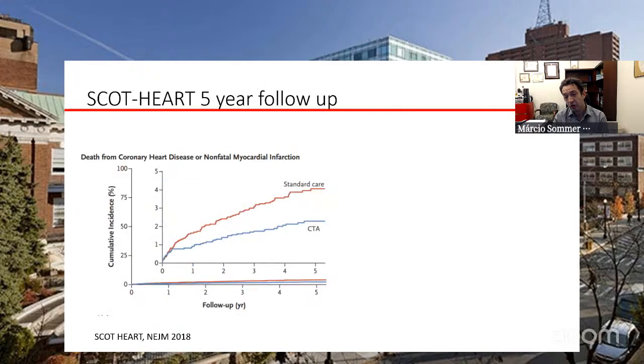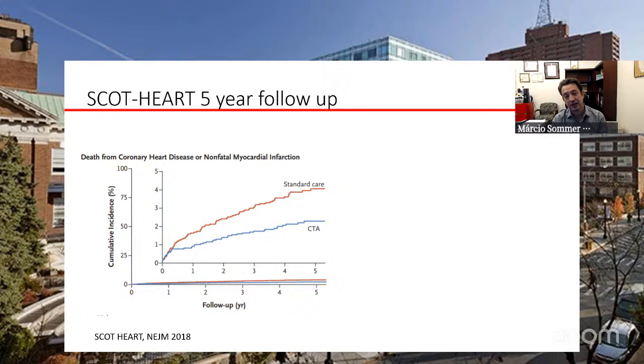Okay, so going to the SCOT-HEART data originally, this is the famous graph from the second presentation of the data. 5 years out, it's interesting, the curves continue to diverge a little bit, not as intensely as in the first 2 years, but still some divergence of the curves for outcomes. This is just death or non-fatal MI.